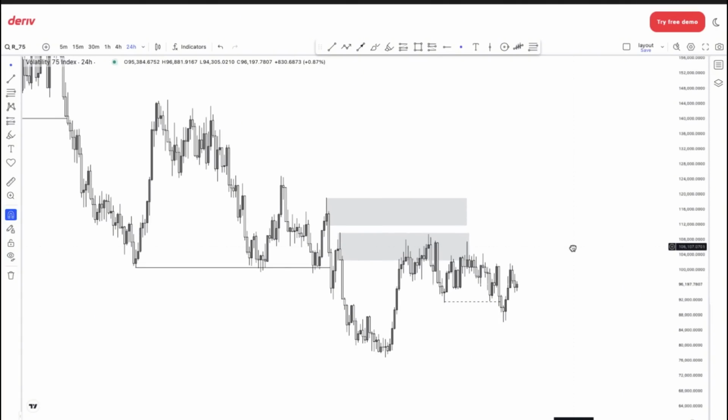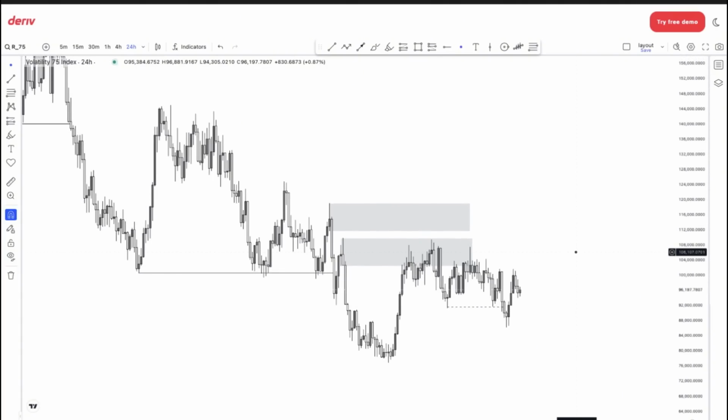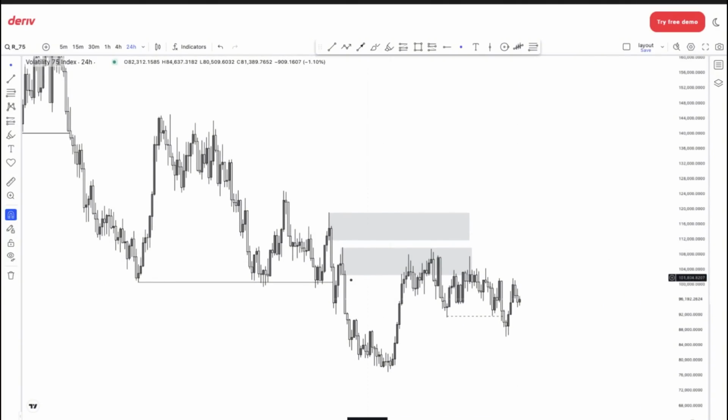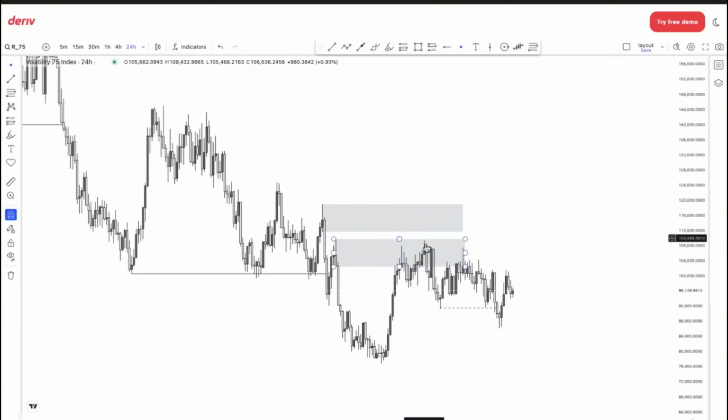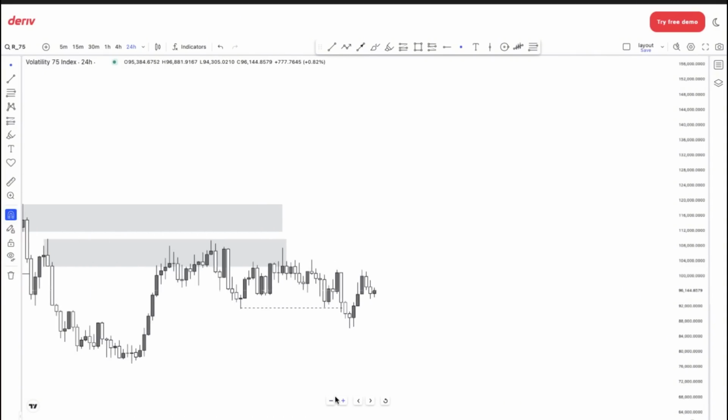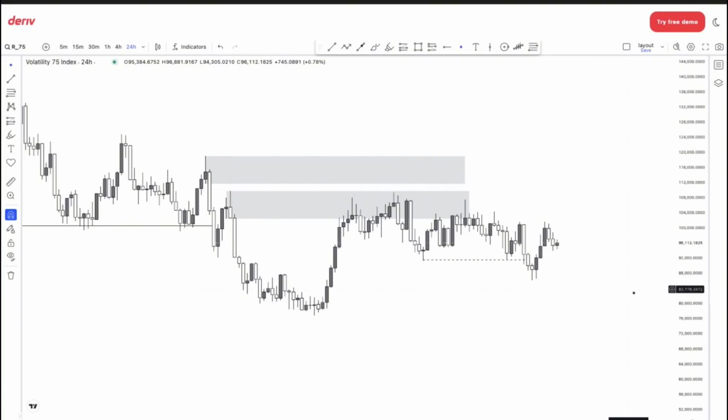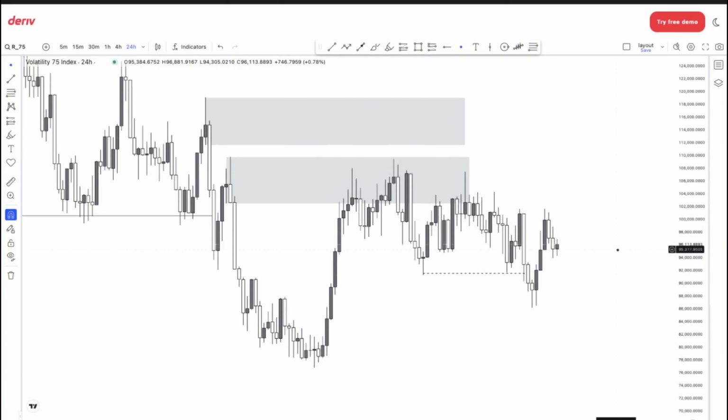So there's no such thing as a perfect setup. For now, I have identified some bearish order blocks. As you can see, we have these two order blocks, and this particular order block here, let me just try and zoom in. This particular order block here has been holding price for the longest time.